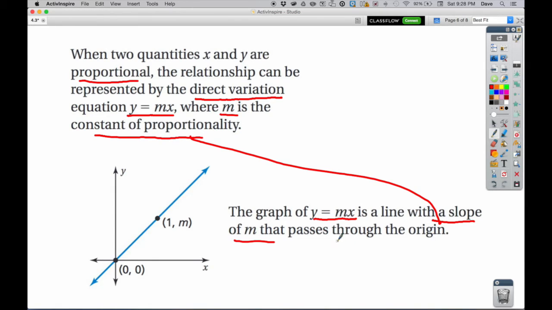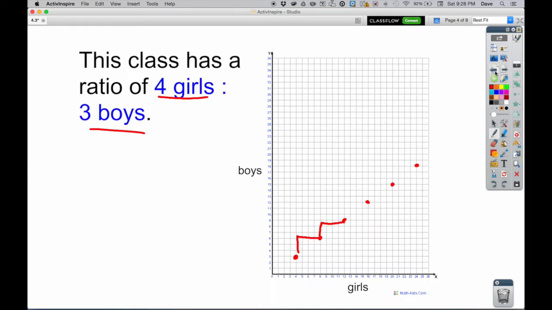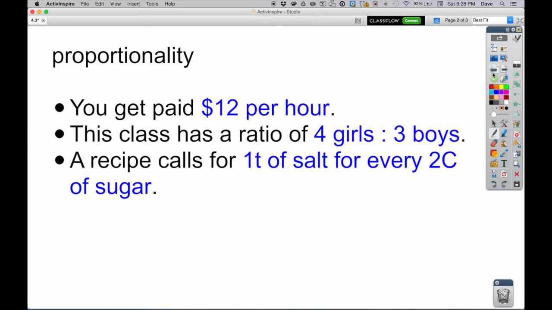Now, here's another little thing. These types of graphs will always pass through the origin. They will always pass through (0, 0). And that makes sense, because if we're talking about proportional reasoning, let's go back to our example here. If for every 4 girls there are 3 boys, well, if there's no girls, then there should be no boys as well. If I go back to that very first slide, you get paid $12 per hour. But if I've worked 0 hours, at that point I should be getting 0 pay. I haven't started working yet.